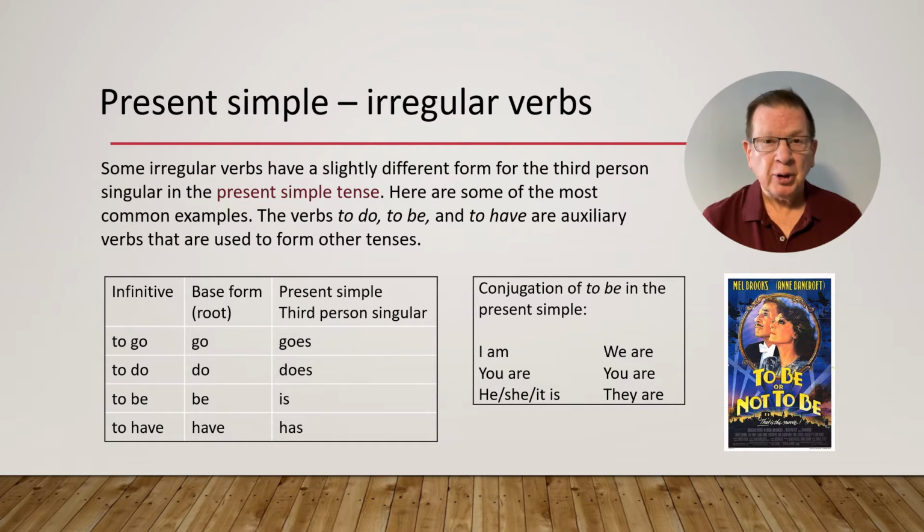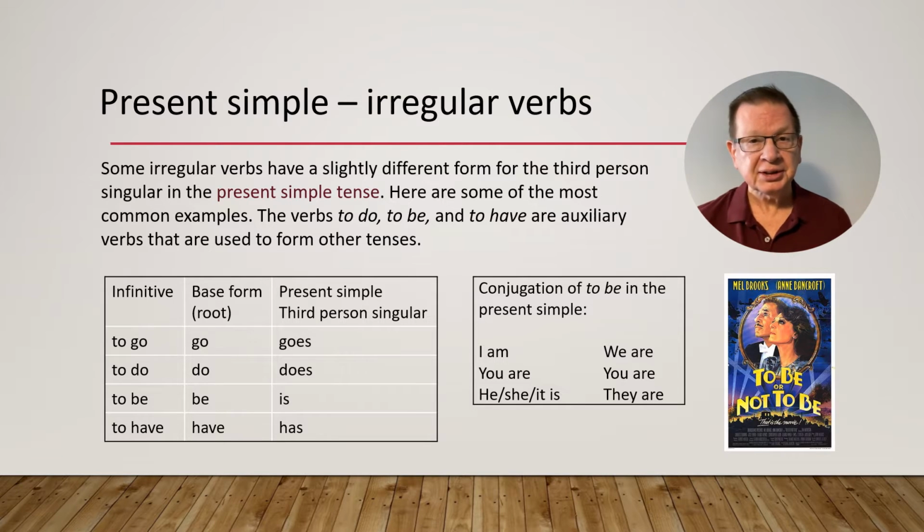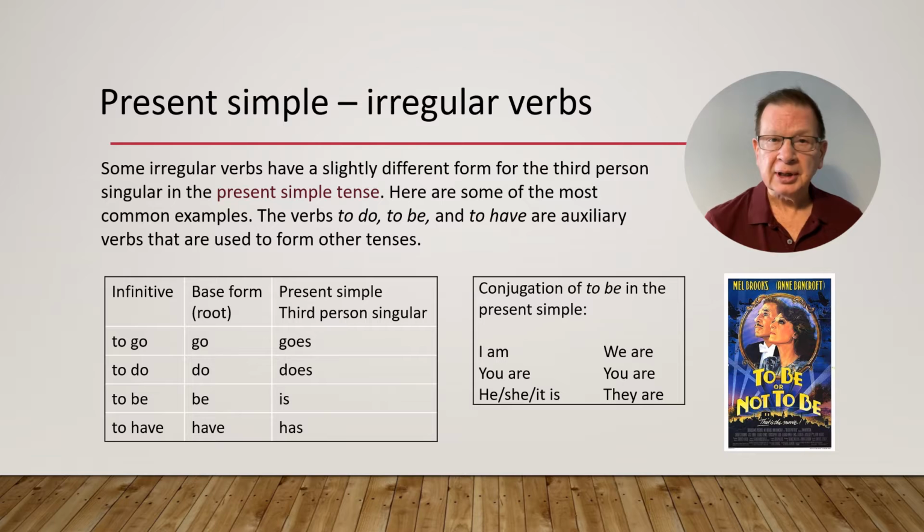Some irregular verbs have a slightly different form for the third person singular in the present simple tense. Here are some of the most common examples. The verbs to do, to be, and to have are auxiliary verbs that are used to form other tenses. In this first table on the left, we have the irregular verbs to go, to do, to be, and to have, with the root verb in the middle column and the third person singular form in the column on the right.